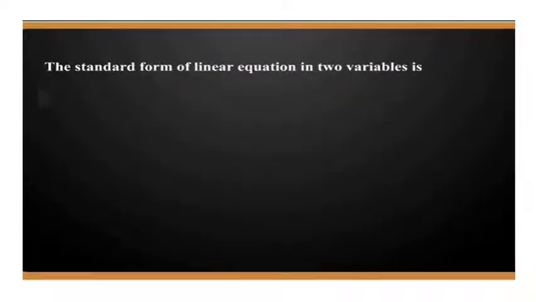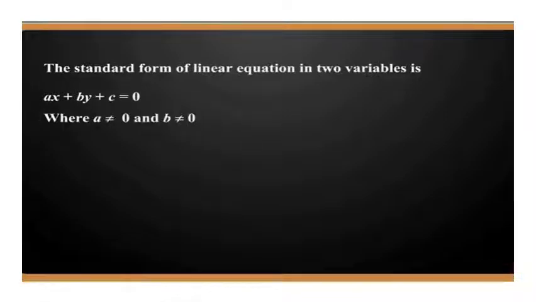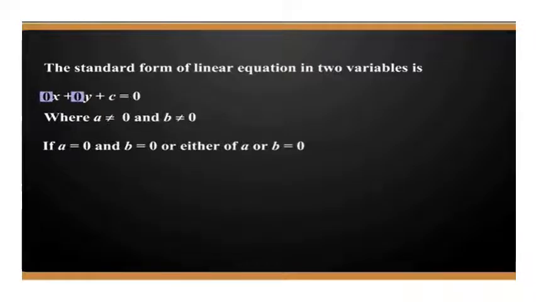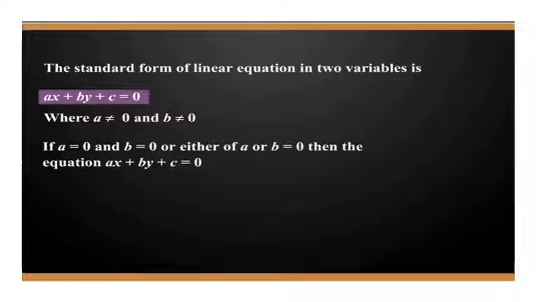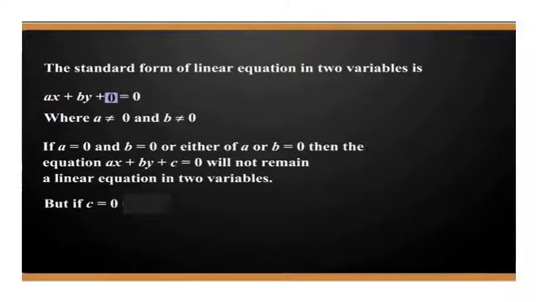Let's see the standard form of linear equation in two variables, that is ax plus by plus c is equal to 0, where a and b shouldn't be equal to 0. If a and b become 0, then what do we get? Or if any one of them becomes 0, then what will happen? Then that particular term will become 0. So then it will not remain as linear equation in two variables.